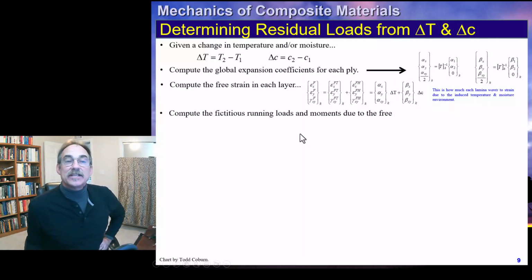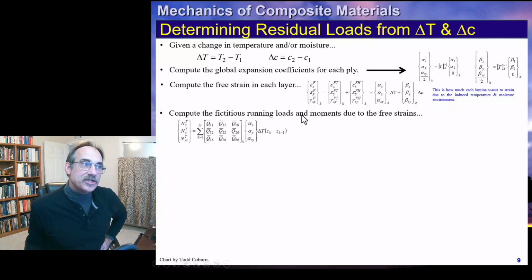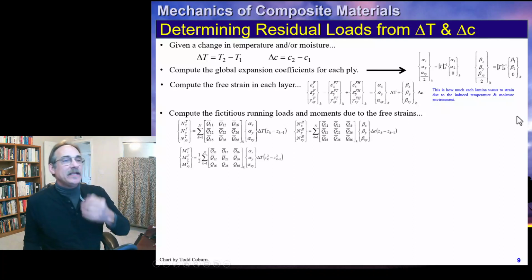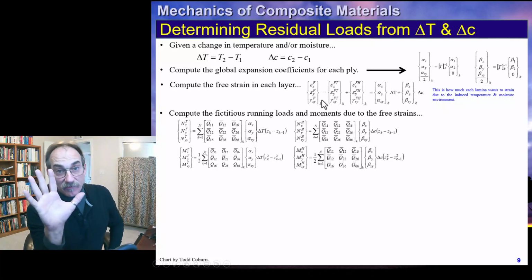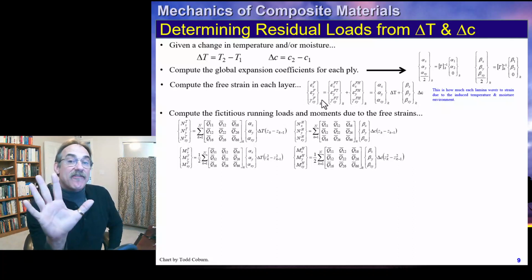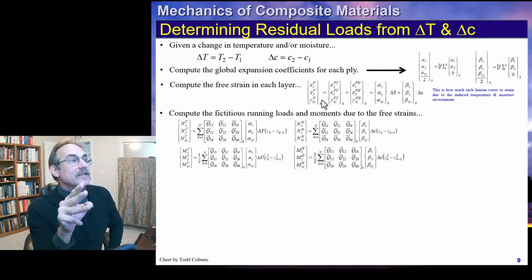Okay, next we're going to compute the fictitious running loads and moments due to these free strains. That just means that we're going to take, remember the free strains, we have a set for every ply. So if you have a 5-ply laminate, we've got 5 sets of 3 strains.